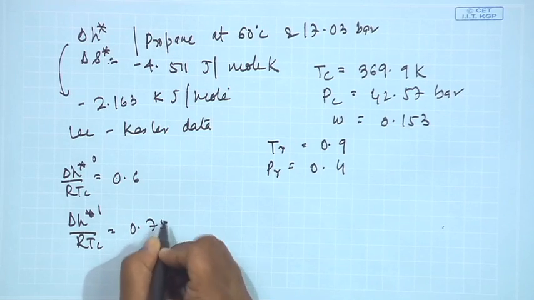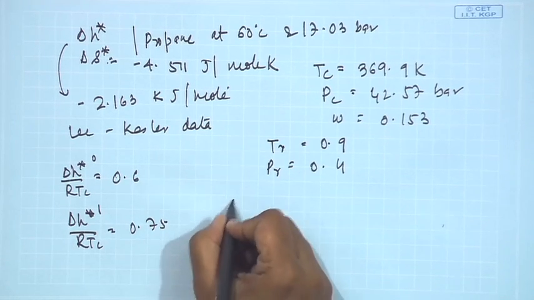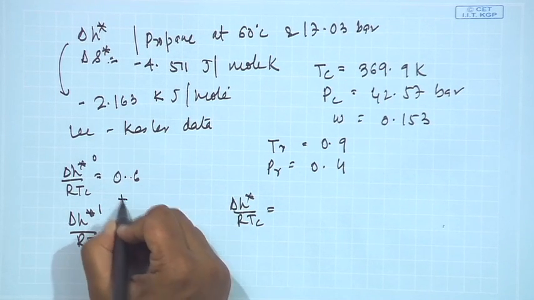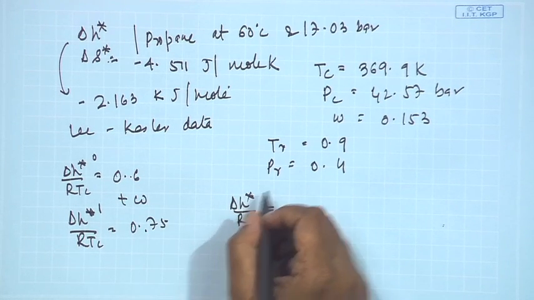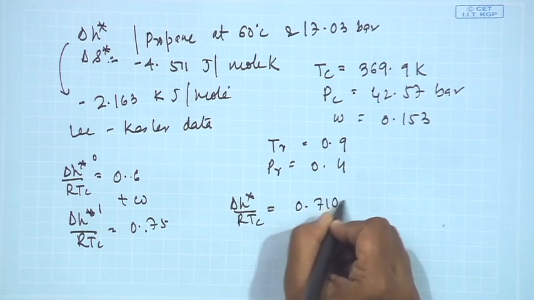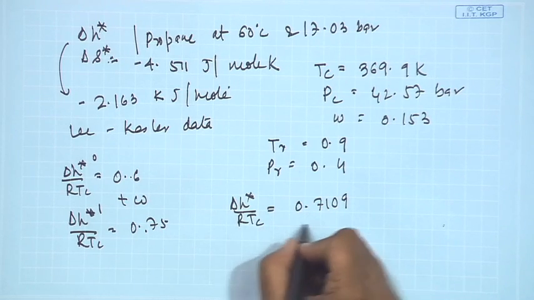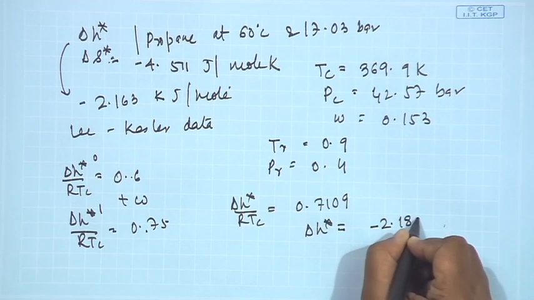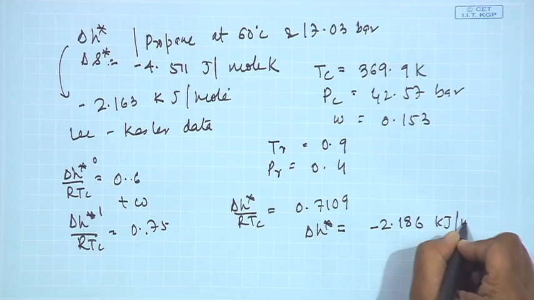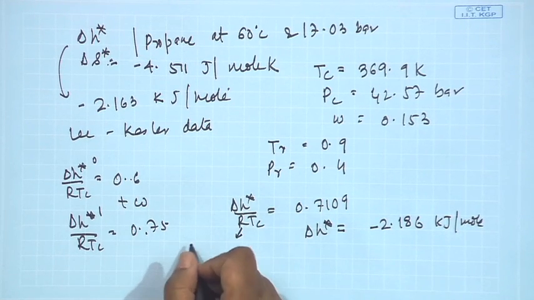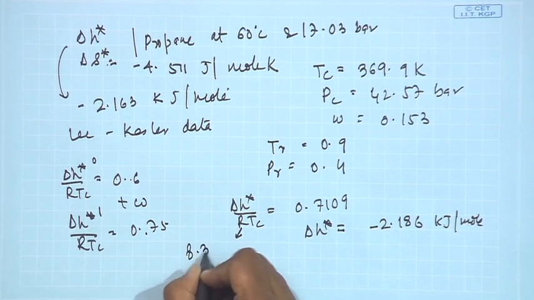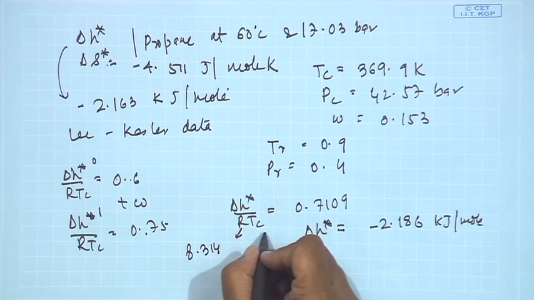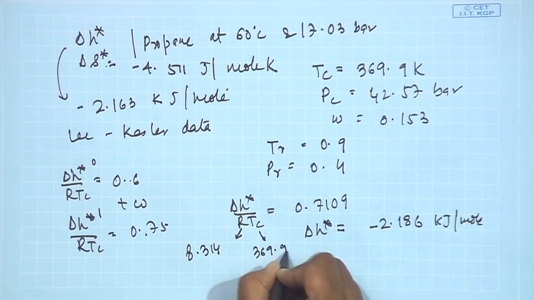So from here you will be in a position to calculate delta H star by RTC. It is just this plus omega of this. So this becomes 0.7109, or 0.71 you can take, from where we can calculate delta H star to be minus 2.186 kilojoules per mole. R in this particular case, since we are dealing with joules, is 8.314 and the value of TC is 369.9, which I have already mentioned.